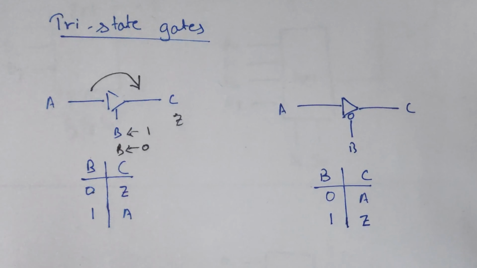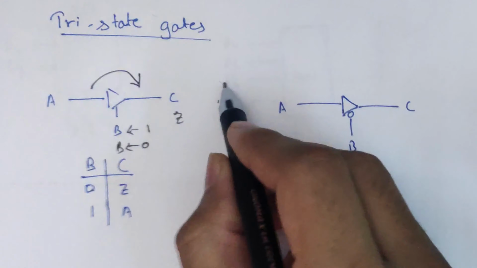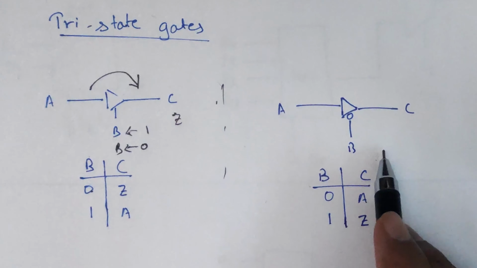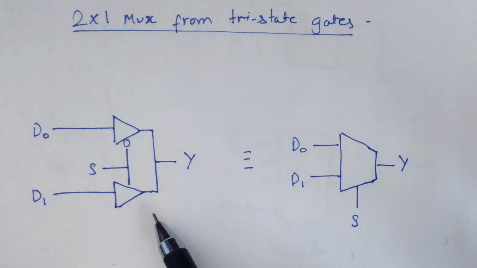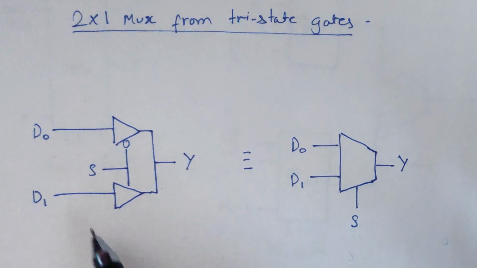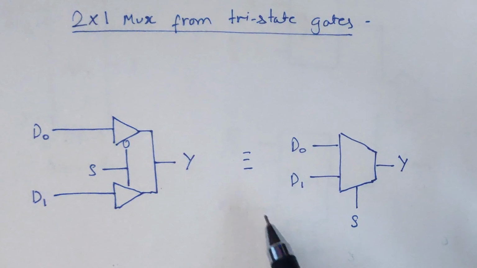So this is going to be very useful when we start designing the system bus. And this is just the inverted version of it. Here's how we can use tri-state gates to design a 2x1 mux. It's quite simple and elegant, isn't it?